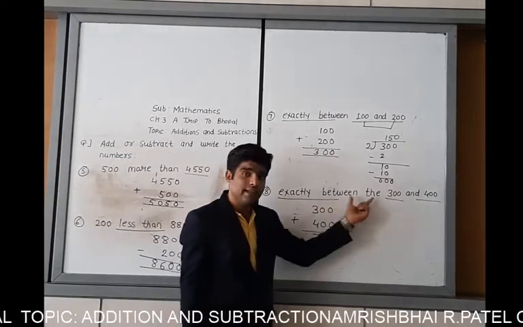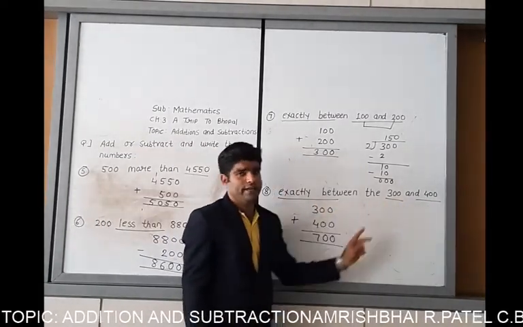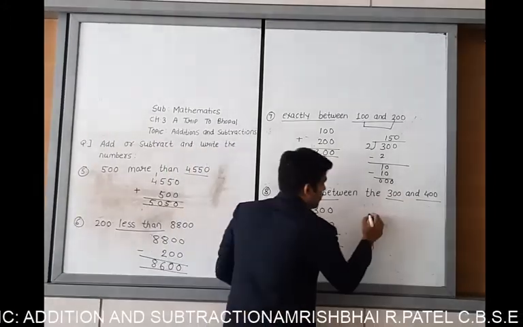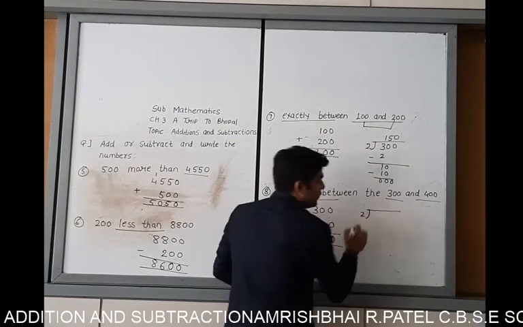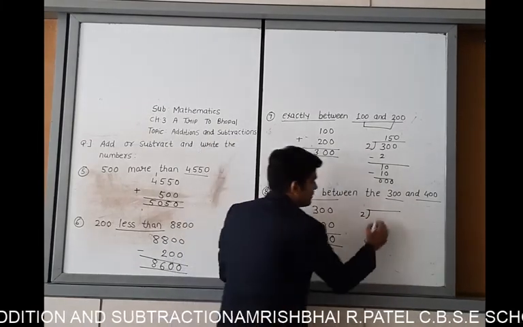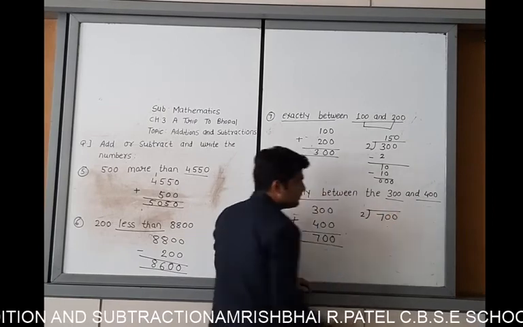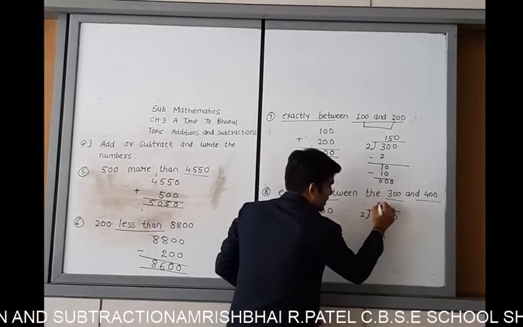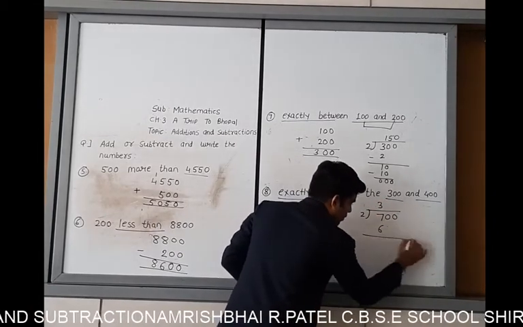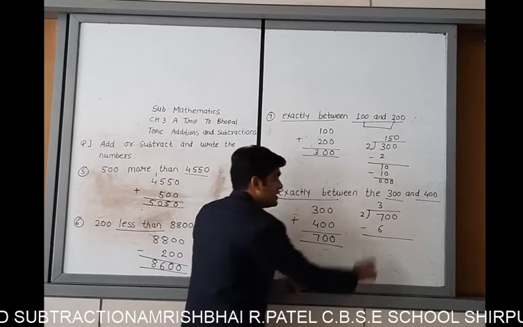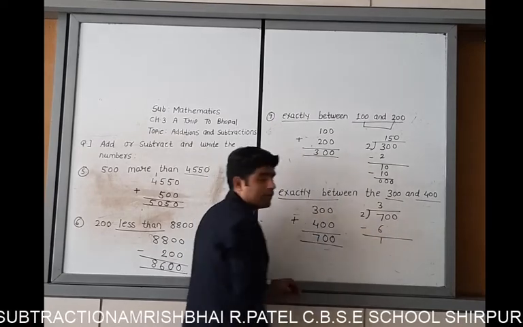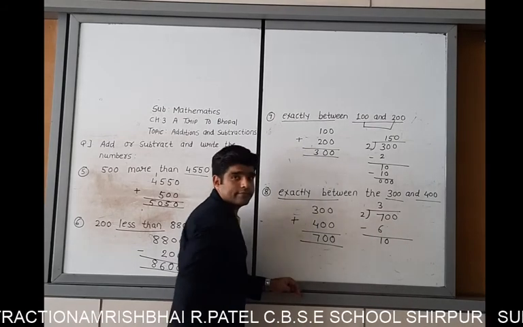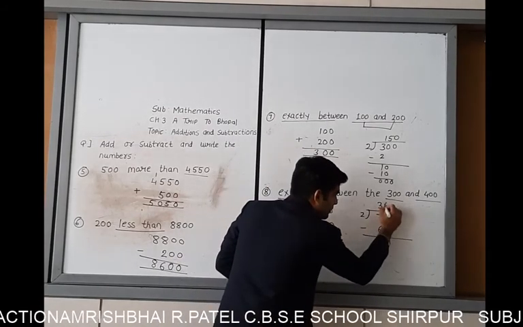Exactly between the 300 and 400. It means that exactly between, exactly half part. It means we have to use divided by 2. Okay, solve it. This is our what? 700. Okay, simple division. 2 3s are 6. Okay, subtract it. 7 minus 6 is our 1. Okay, this is our 0 will come here. 2 5s are 10.